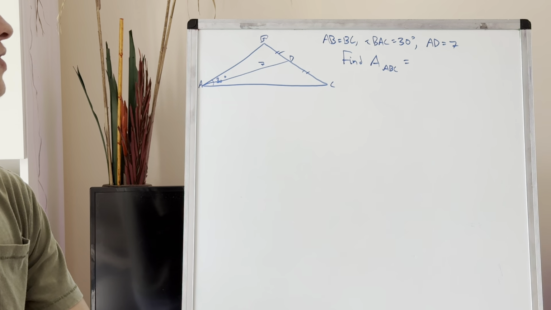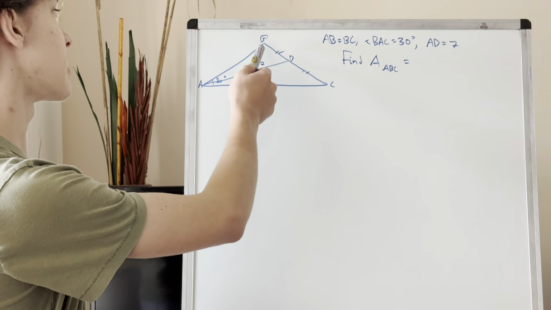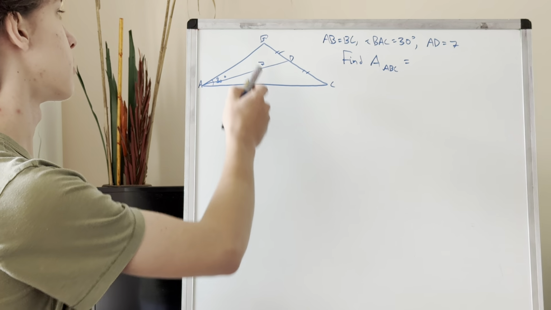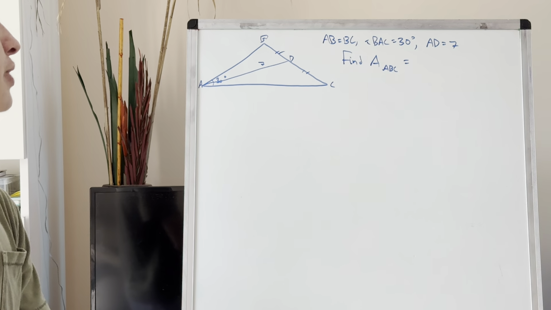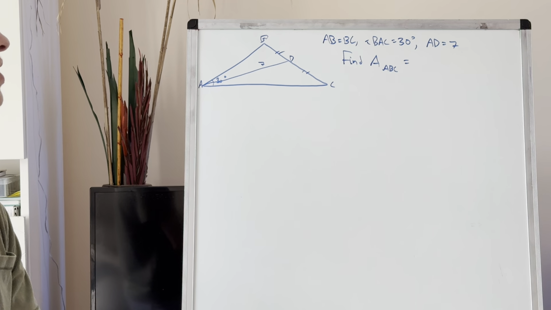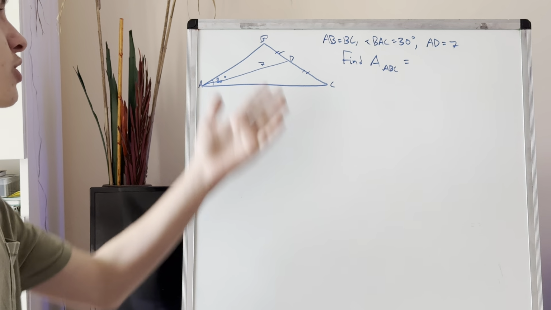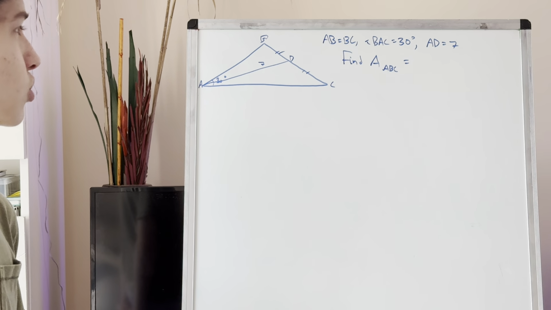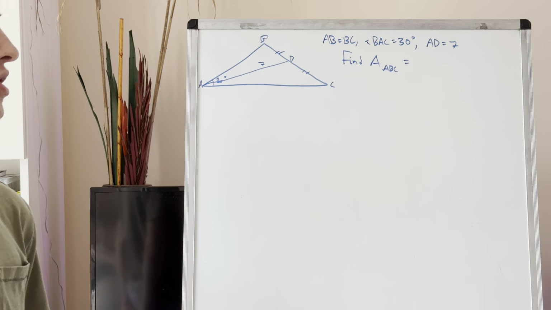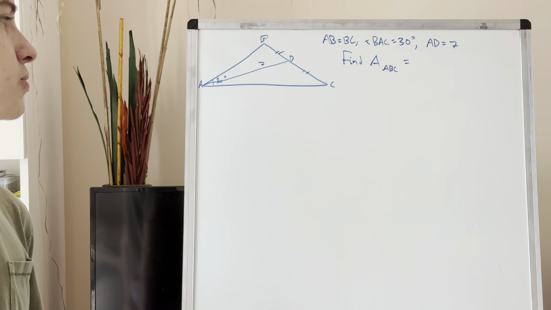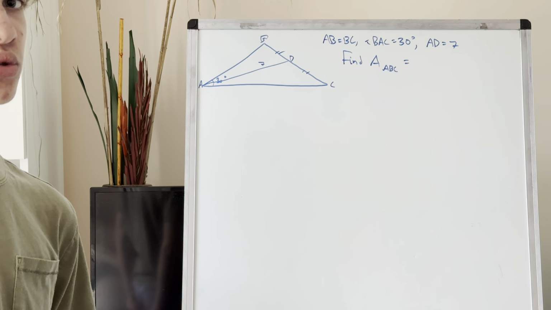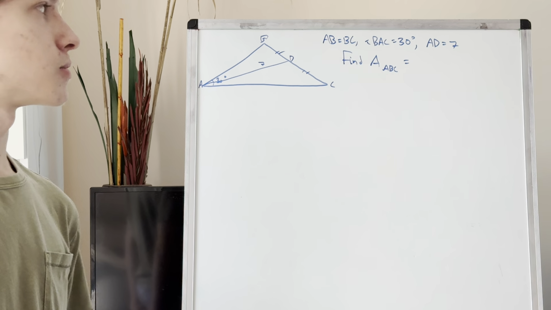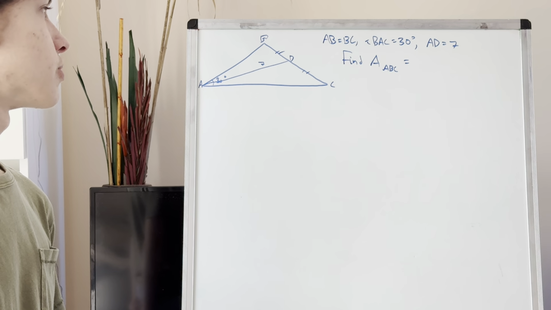I mean, the first thought is dropping another median and altitude, same thing, from B over to base AC, and we would have some special right triangles. There would be no ratios of intersecting medians. You know, that's one way to approach it. But there's also another way to approach it by recalling two formulas, two equations more so.